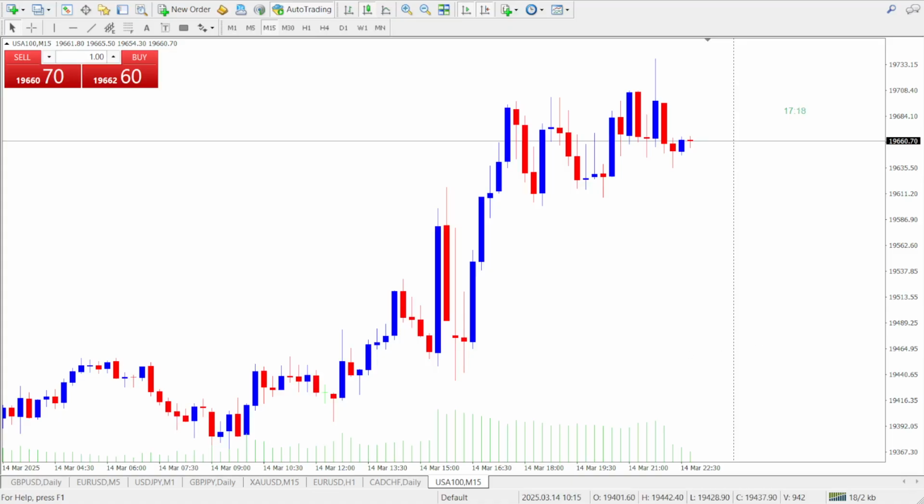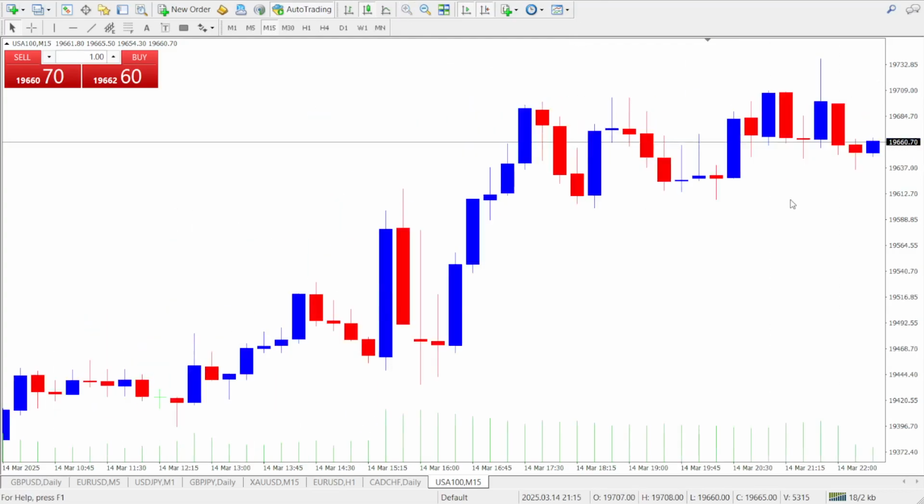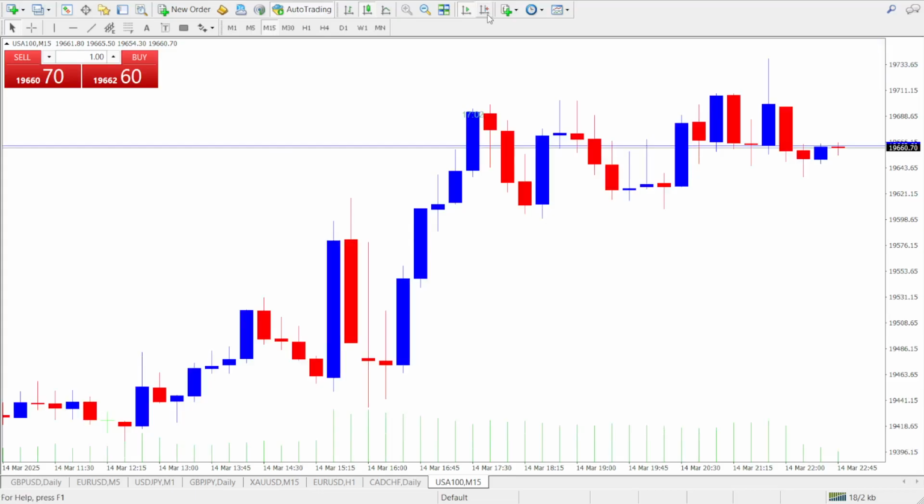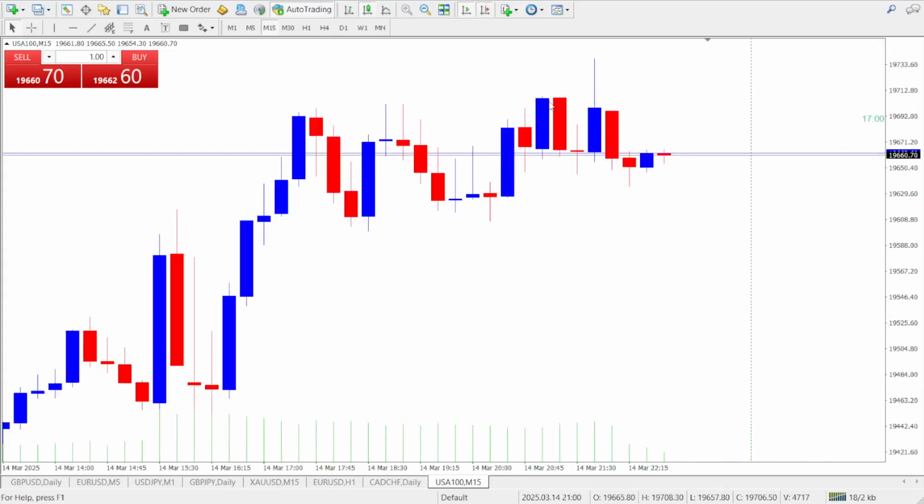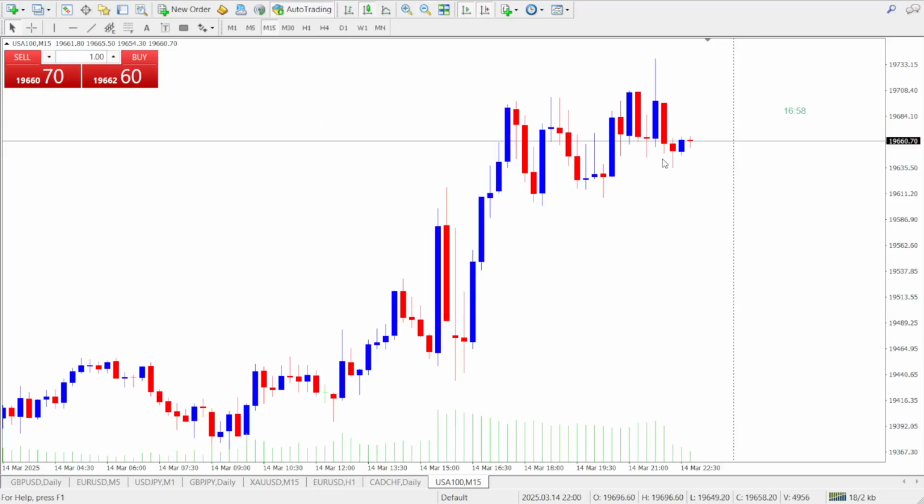So what exactly is the candle timer indicator? Well, as the name implies, it is an indicator that shows you the time remaining until the current candle closes. It's that simple. You can see exactly how much time you have before that candle closes and a new one opens. Now, you might be wondering, why does this matter?